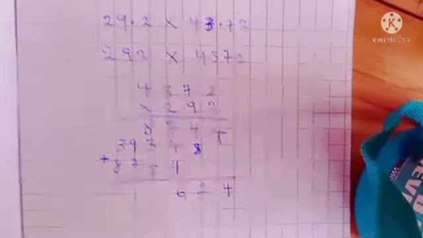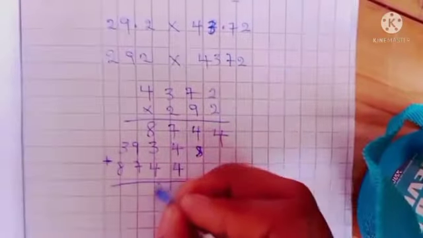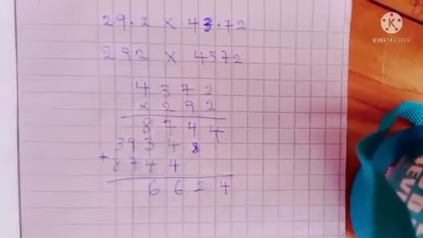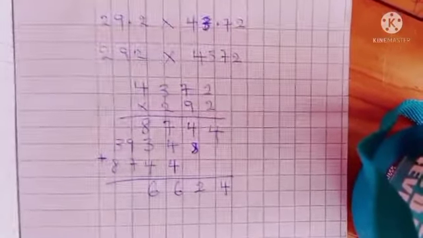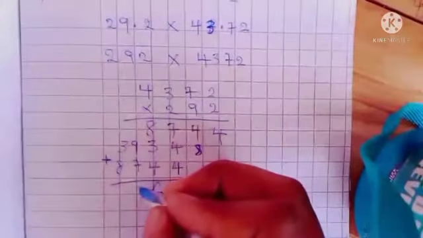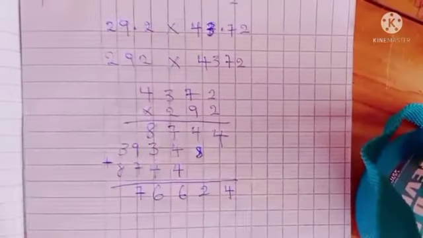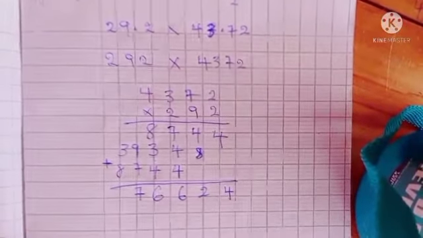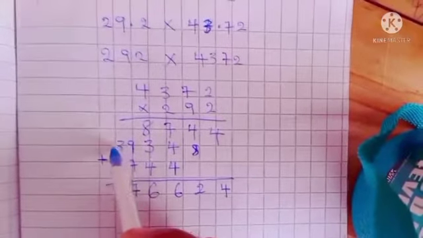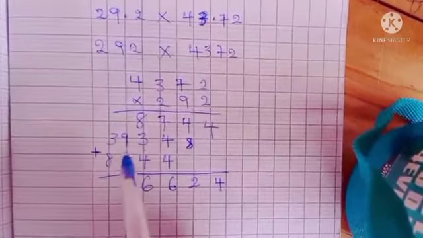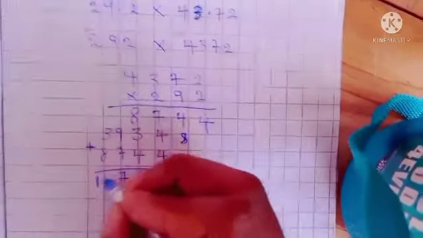So 9 plus 3 is giving us 12, and 12 plus 4 is giving us 16. So we're going to write 6 and bring the 1 on top of 9. So 1 plus 9 is giving us 10, and 10 plus 7 is giving us 17. So write 7 and bring the 1 on top of 8. So 1 plus 3 is giving us 4. So 4 plus 8 is giving us 12.